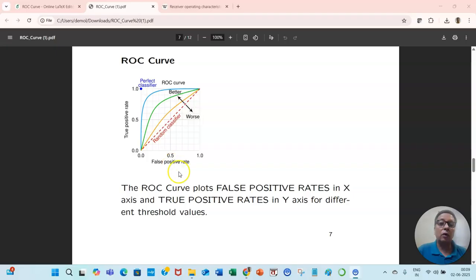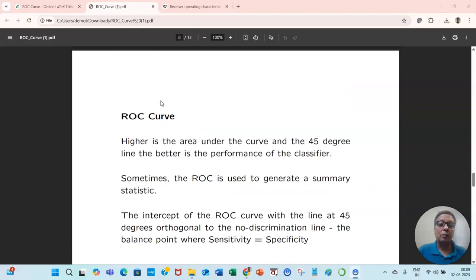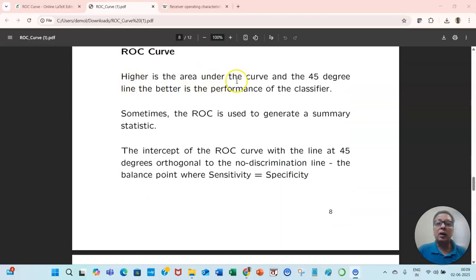we plot the false positive and true positive pairs. The area under the curve gives us an idea about the performance of the classifier. The bigger the area, the better the performance. The higher the area between the curve and the 45-degree line, the better the performance of the classifier.